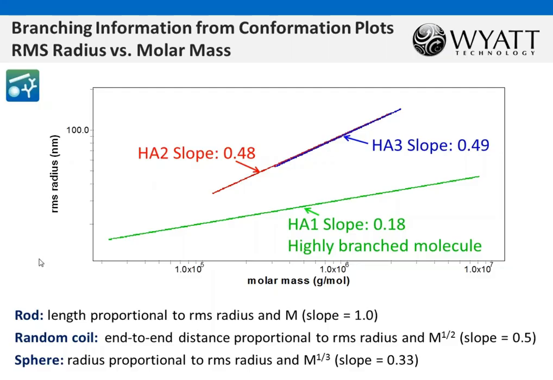In sample 1, the conformation plot slope of 0.18 points to a highly compact conformation, and in our case, this compact architecture is due to cross-linking. Below the graph, conformation plot slopes for different sample architectures are shown, such as the slope for rods, random coil polymers, or spheres.